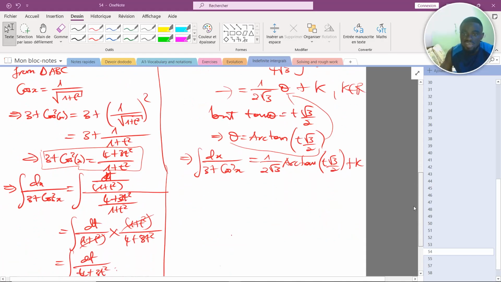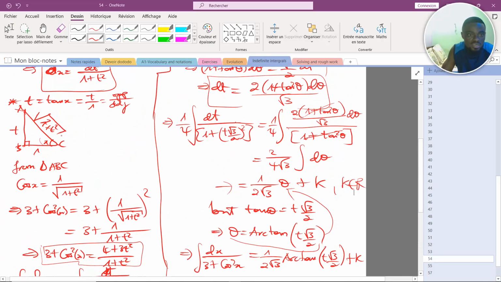But the problem is that our answer is not yet in terms of x. We have to leave it in terms of x. So what was the relationship between t and x? If you go back here, you can remember that t was equal to tan x.